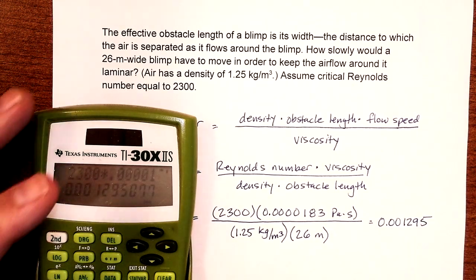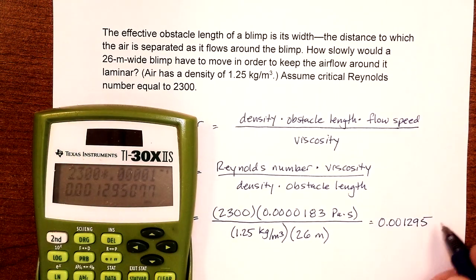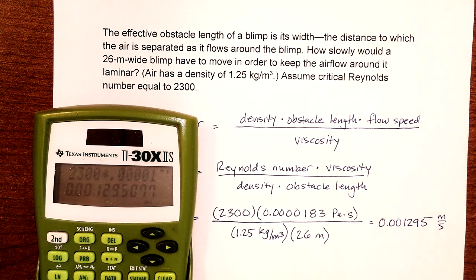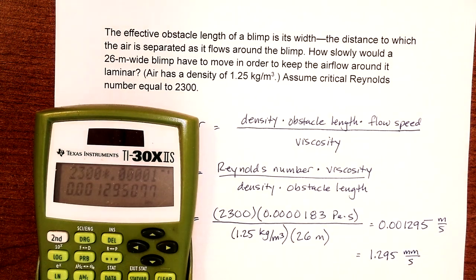0.001295. What does that mean? Well, that's in meters per second. And there are 1,000 millimeters in a meter. So this is the same thing as 1.295 millimeters every second, which might be a snail speed, but is not a blimp speed, even though blimps are not high-speed aircraft. So you'd have to move slower than that in order to keep the flow laminar around the blimp.